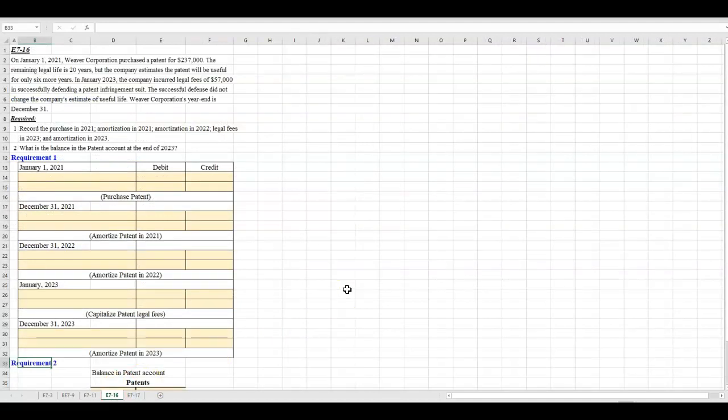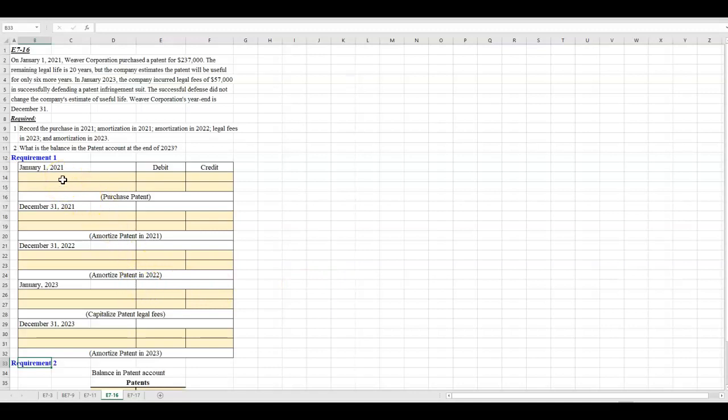Amortization. This is when you have an intangible asset like a purchase or like a patent. Intangible assets have no physical presence, but they're still assets nonetheless. So when you expense an intangible asset, it's called amortization, not depreciation. But it's the same theory.